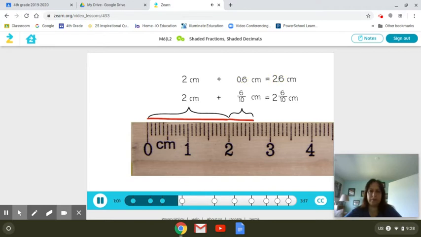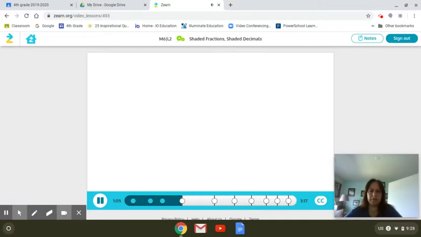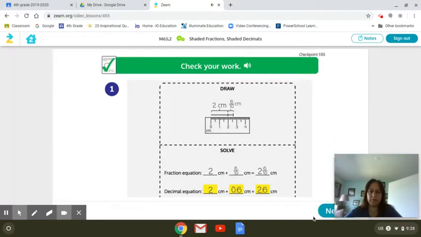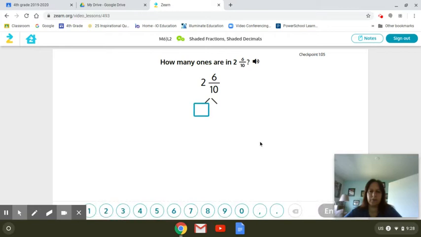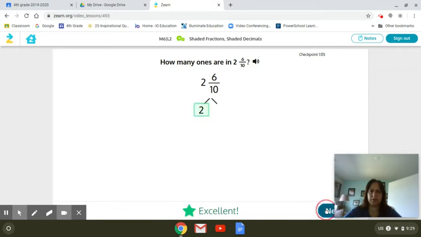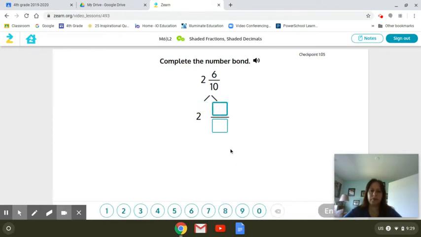Now let's break down 2 and 6/10 another way using a number bond. What can we break down 6/10 into? How many ones are in 2 and 6/10? 2. How many tenths are there? There are 6/10.